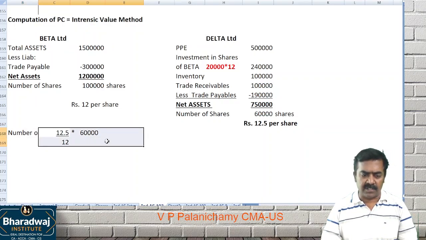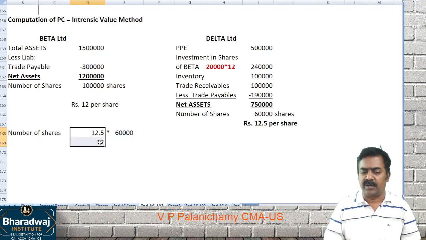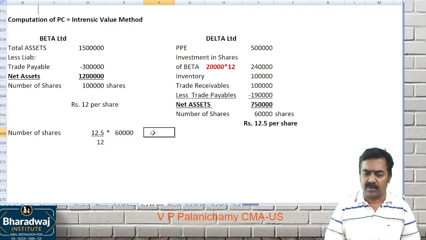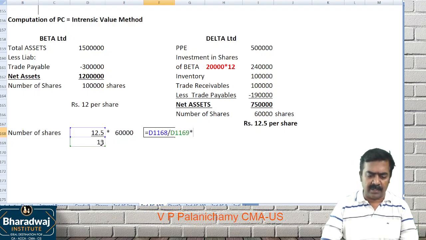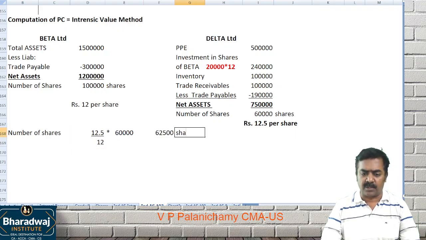Number of shares to be given is equal to 12.5 by 12, seller's value divided by buyer's value, into 60,000. எவ்வளவு வருது பாருங்க? 62,500 shares தரணும். Wait பண்ணுங்க.